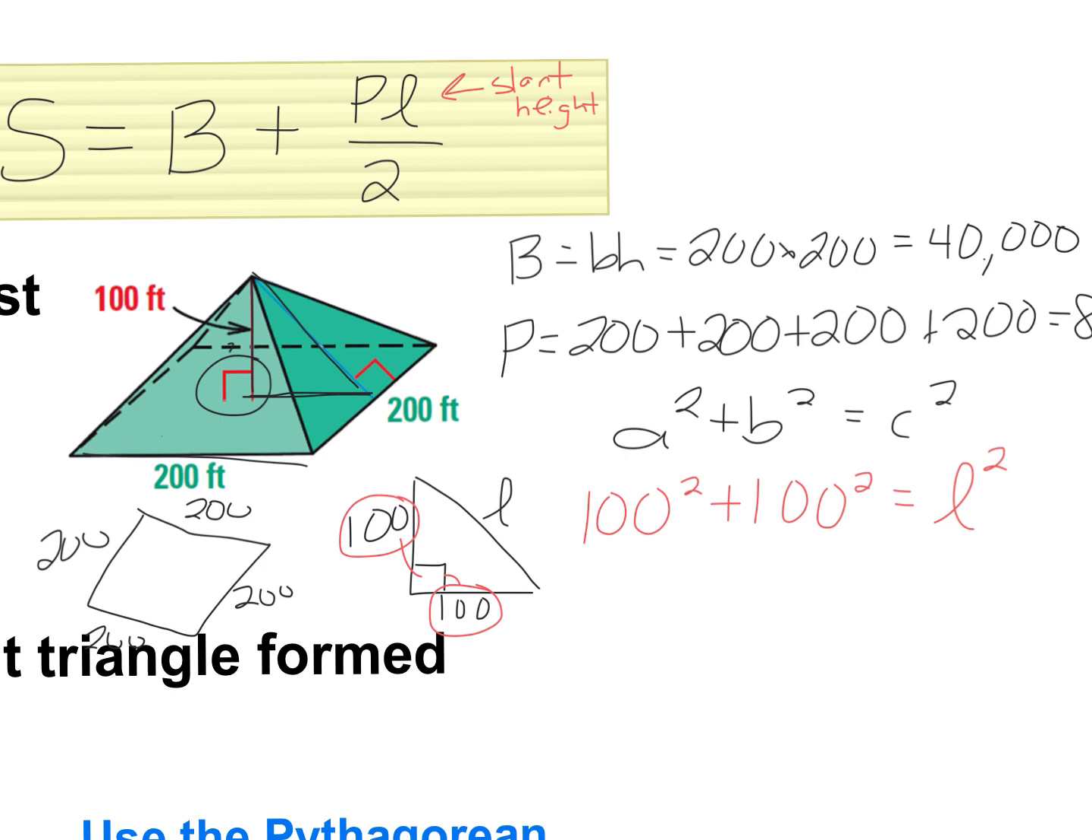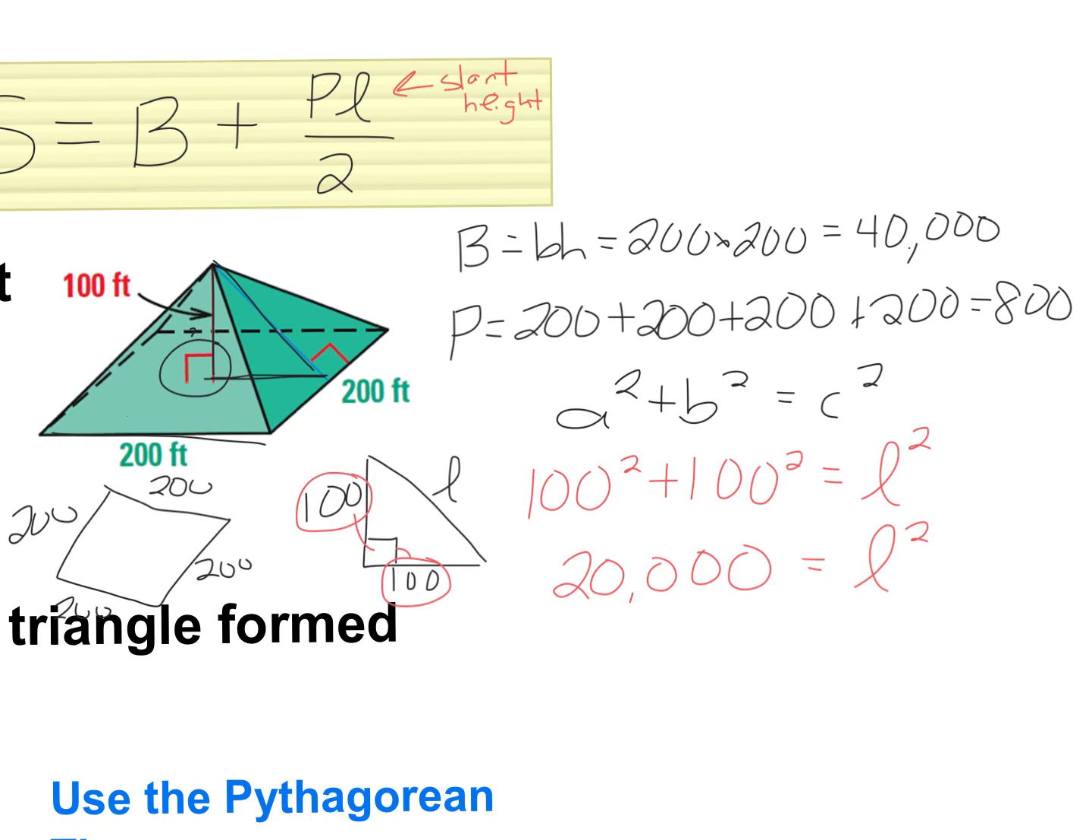Okay, now we just need to solve. What's 100 squared? 10,000, and then plus 10,000 would be 20,000 equals our slant height. What's my last step to solve the Pythagorean theorem? How do I get rid of the squared? Square root, good. So the square root of 20,000 is 141.42. Like I said, you're not going to have to find the slant height every time, if at all, that often. Okay, but I did want to show that to you on how to find it. Okay, now looking at our formula that we started with, do we have everything in order to solve?